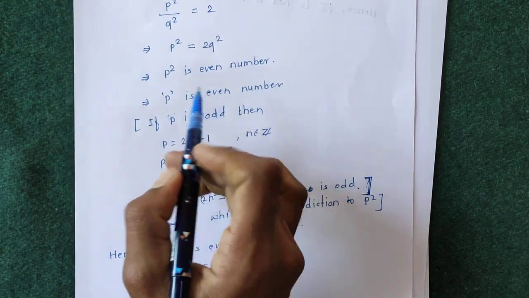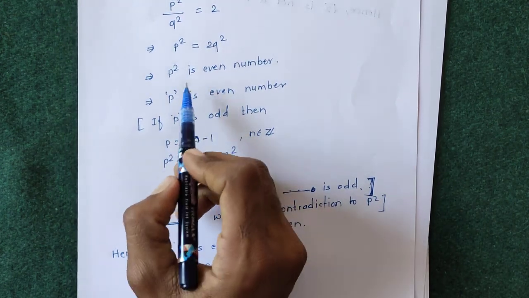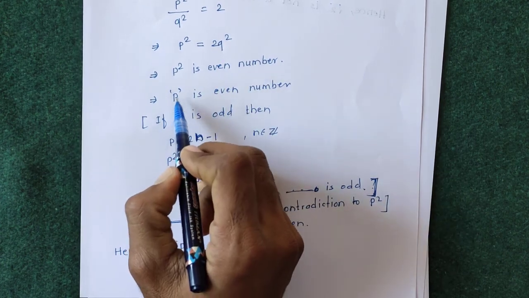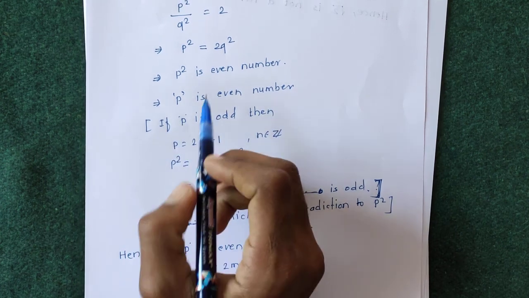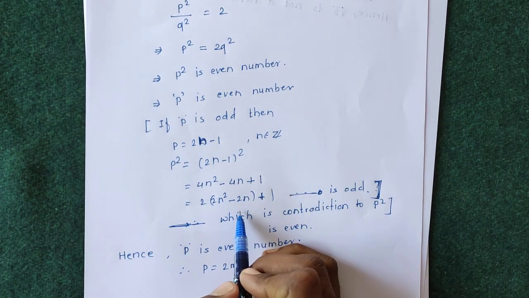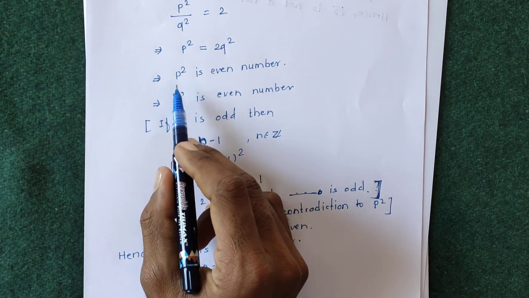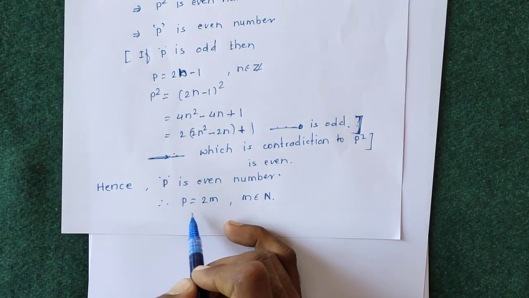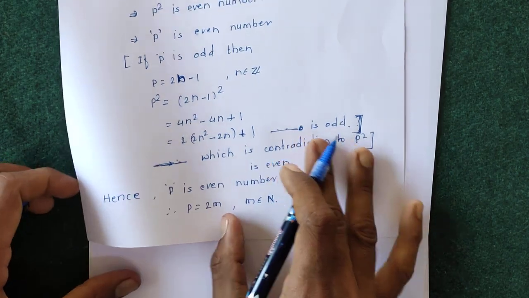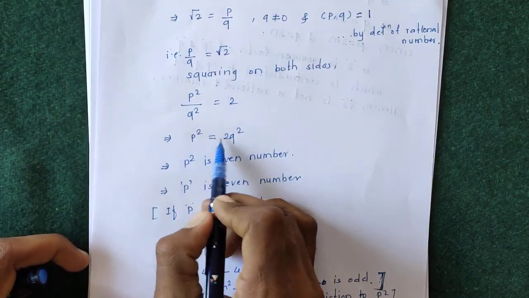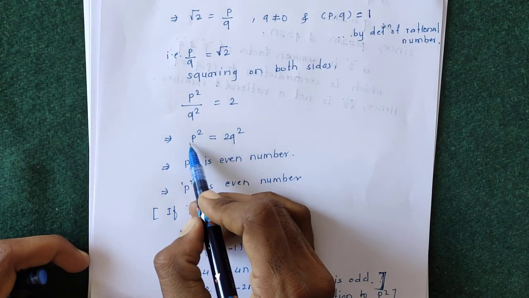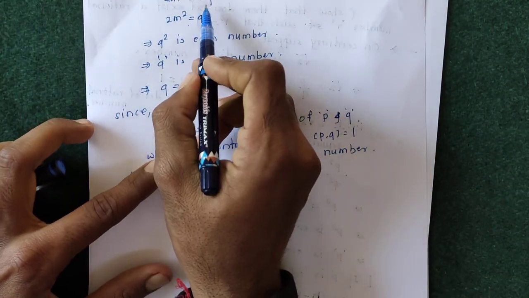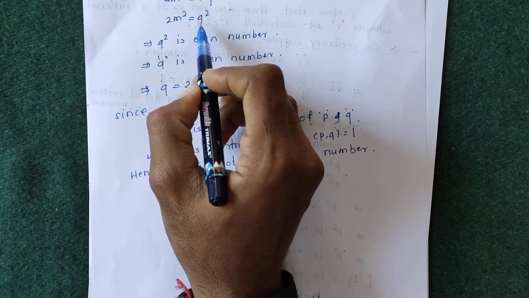We are taking p as even because p square is even, but for any number there are two possibilities, either even or odd. If p is odd, then its square is again an odd number, so p must be an even number. Therefore p is of the form 2m. So we put p equal to 2m in the equation p square is equal to 2q square. 2m whole square means 4m square is equal to 2q square, and dividing throughout by 2 we get 2m square is equal to q square.